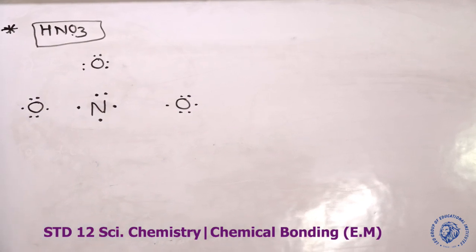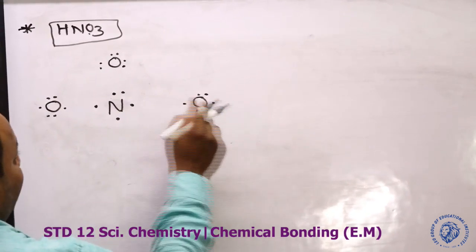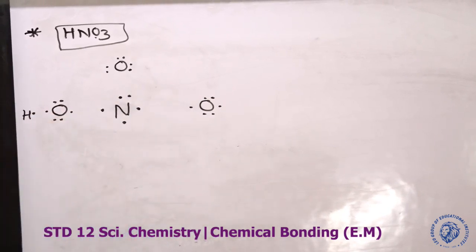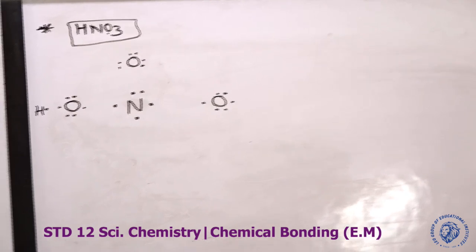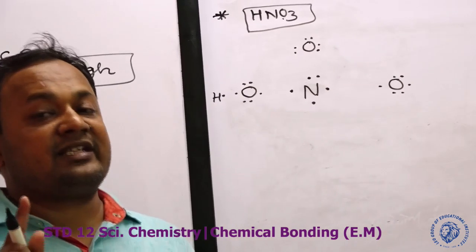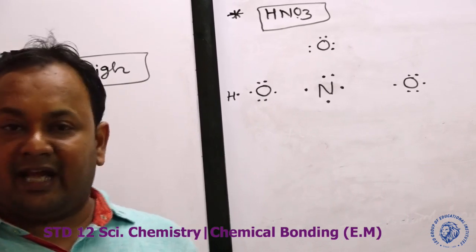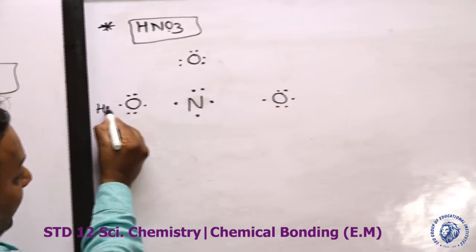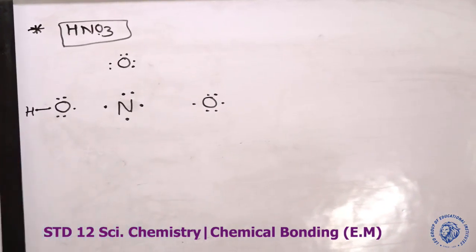Now, one hydrogen atom is kept either on the left hand side or the right hand side. We kept it on the left, and hydrogen has one valence electron. In order to make a bond, all the atoms must share at least one valence electron with the neighboring atom. So let's start sharing their valence electrons. Hydrogen shares its valence electron with the oxygen.